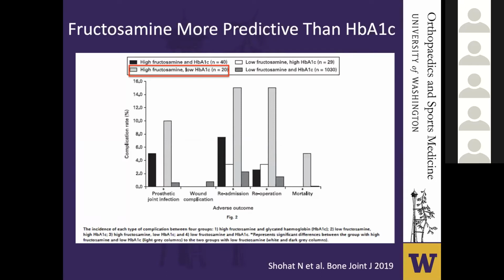And they found that patients who had high fructosamine levels were much more likely to develop prosthetic joint infection, readmission, and reoperation. The highlighted portion in red shows that patients who had a high fructosamine level and a low hemoglobin A1C were at very high risk for developing these complications. So it shows the predictive value yielded by fructosamine as opposed to the hemoglobin A1C threshold values.